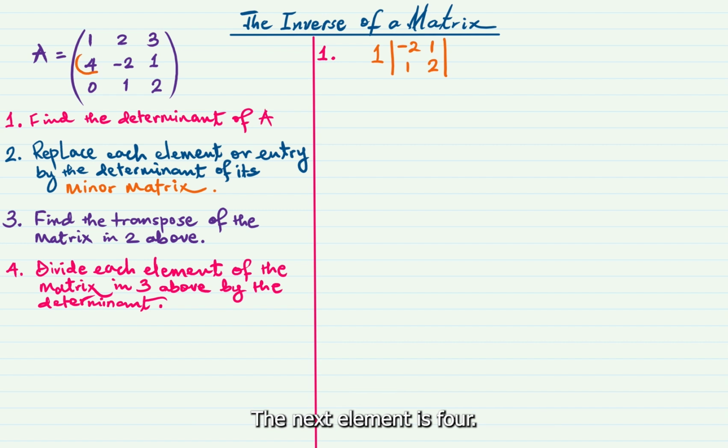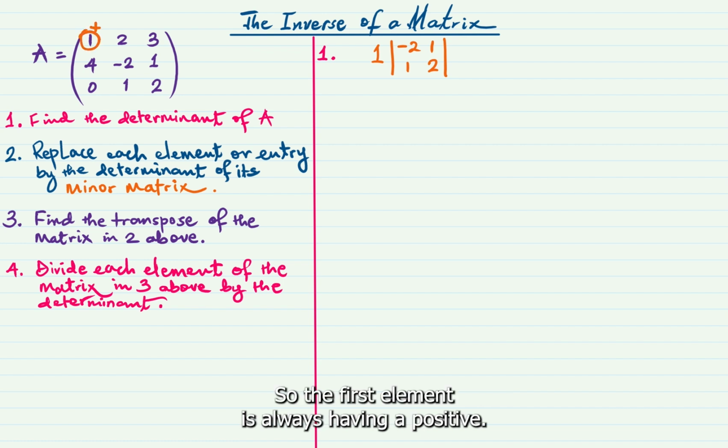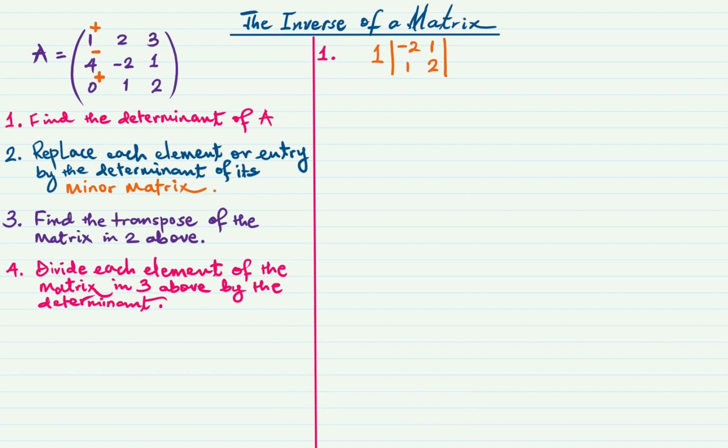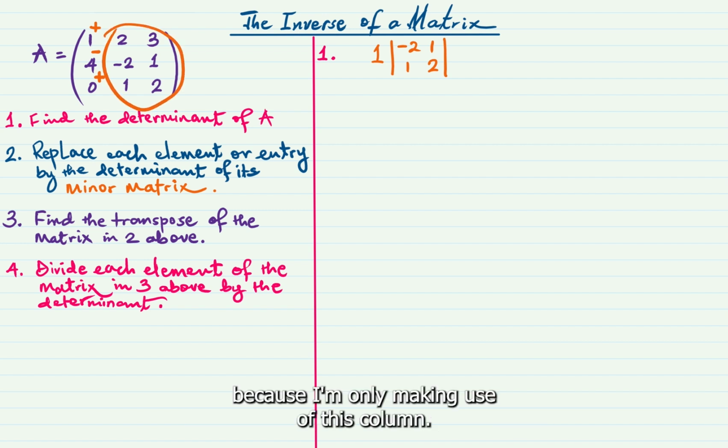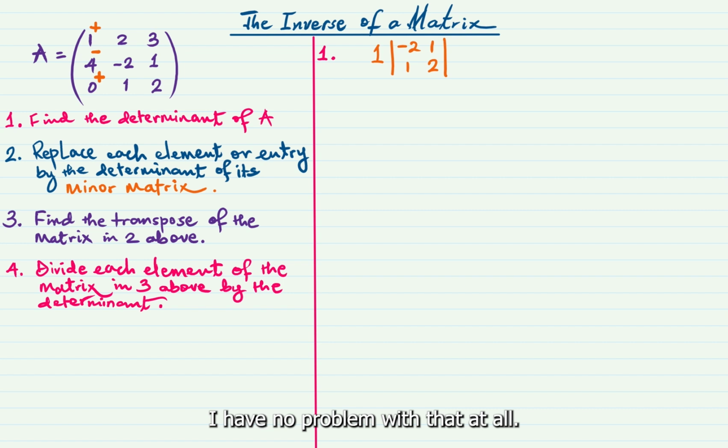The next element is 4. Now, it's very important to note that each of these elements have got their signages. So the first element is always having a positive. This one is a negative. This one is a positive. So you just interchange the signs as you go on. I'm deciding not to write the other signs because I'm only making use of this column. So since I've chosen 1 and 1 is positive, I have no problem with that at all.